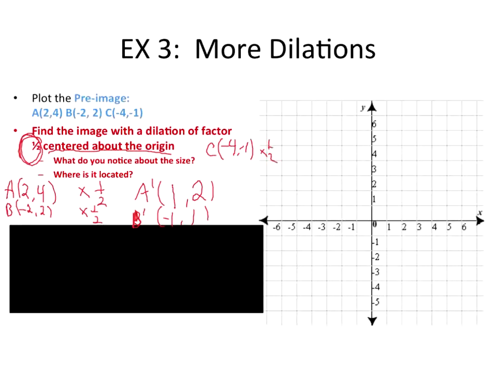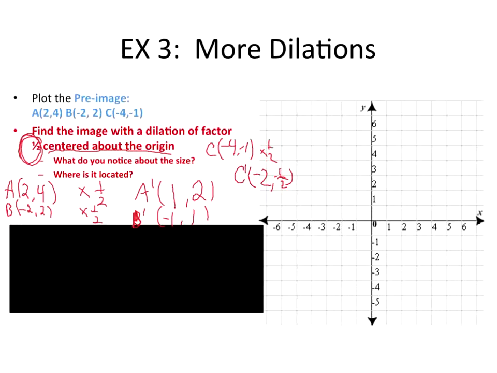So if I multiply by 1/2, half of -4 is -2. But what about half of -1? -1/2. Good job. -1/2. I want us to draw A prime, B prime, C prime.